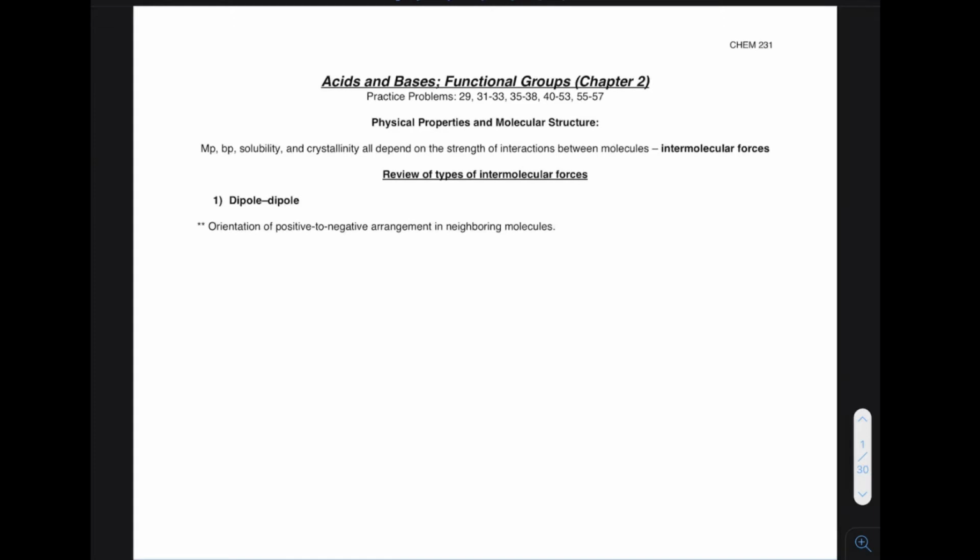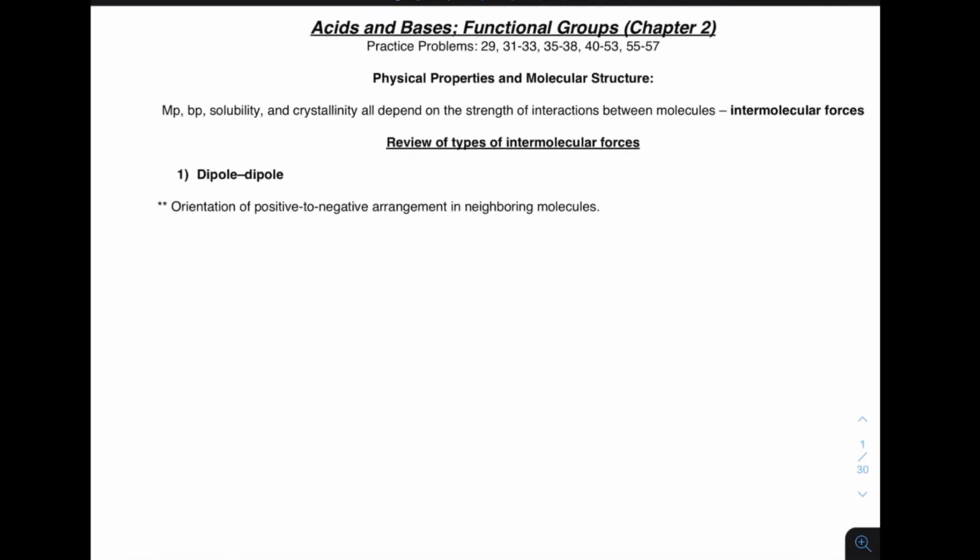So, talking about these intermolecular forces, they rely on the interactions between molecules, right? And this has a lot of different aspects in chemistry. Melting point, boiling point, solubility, crystallinity, they all depend on the strength of these interactions. So let's look at the first type of interaction, dipole-dipole.